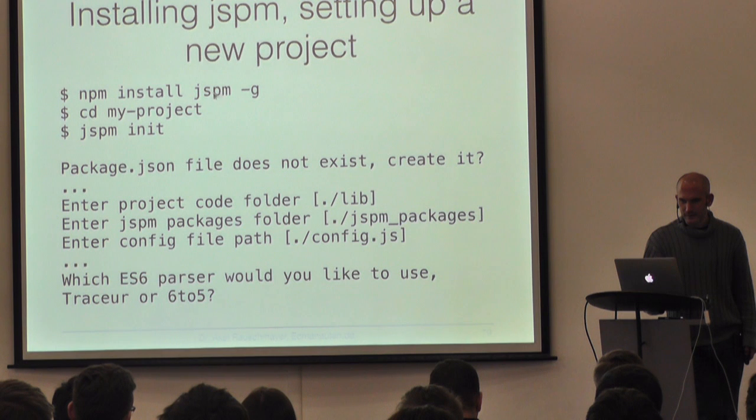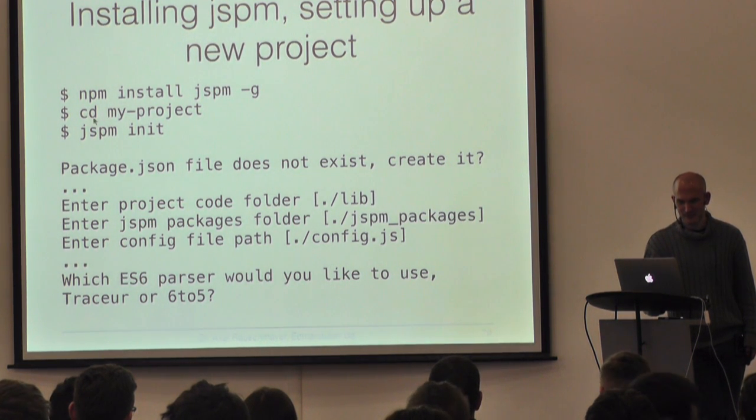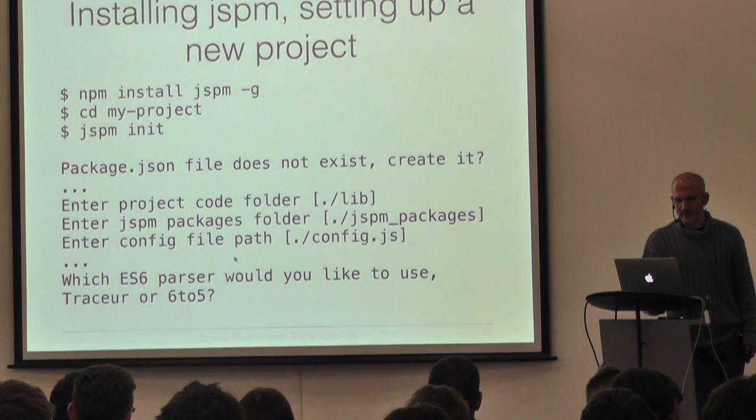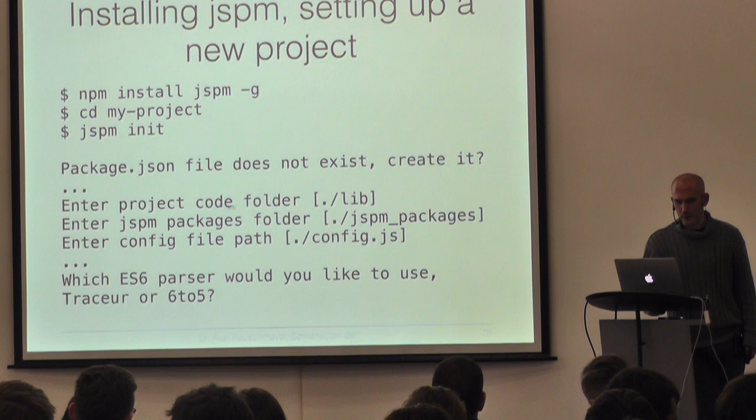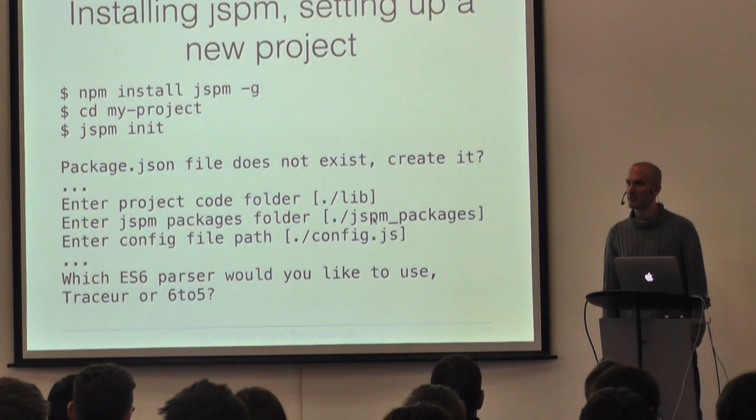So this is how you install JSPM, and this you'll only do once. And the next two lines you'll do for every new project. So you want to create the directory, but it already exists, so you cd into it. And then you do a JSPM init. And then there's several config data. You tell JSPM where the code is. You tell JSPM where it puts modules that it downloads for you.